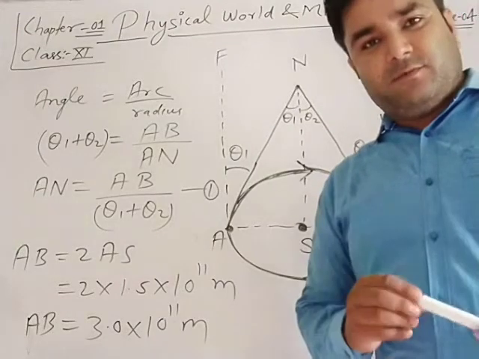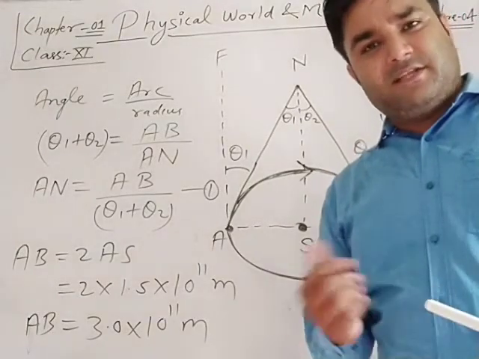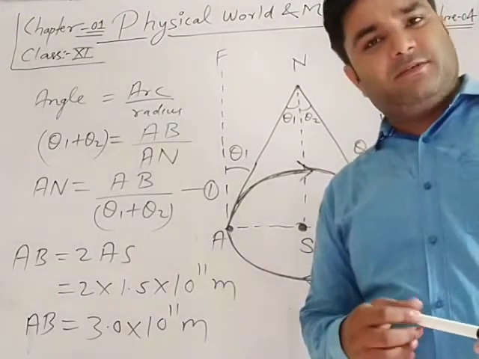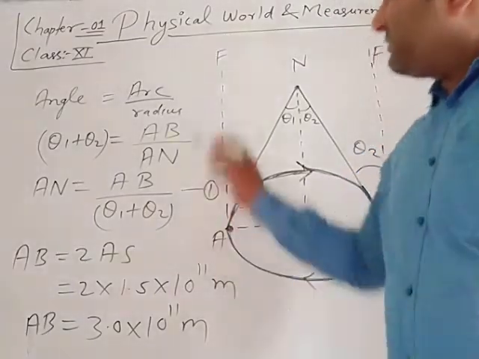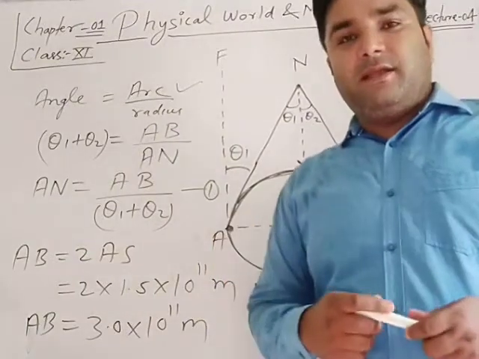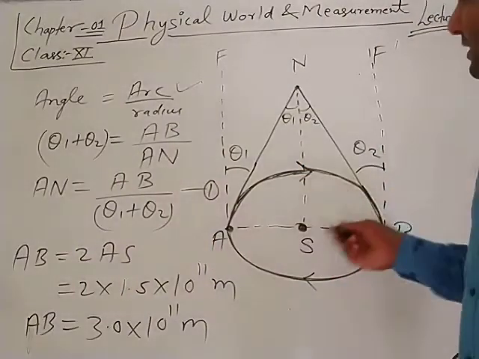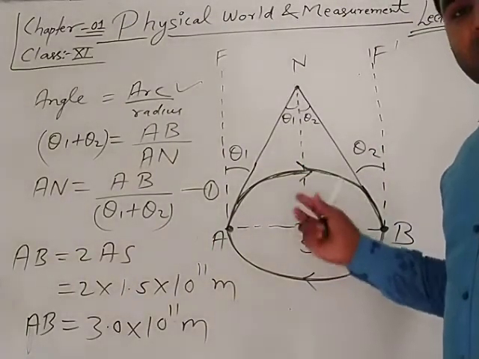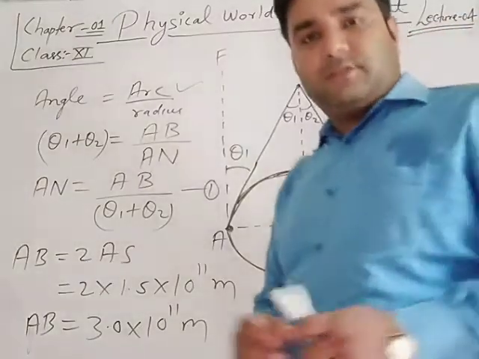Mostly 3 or 4 numericals are given in the NCERT book, and nearly 10 numericals are given in the SAT book. Only one concept is needed, that is angle is equal to arc upon radius. This formula is applicable, and with a simple diagram, when you try one time and write one time, everything will be clear. So that's all for today.